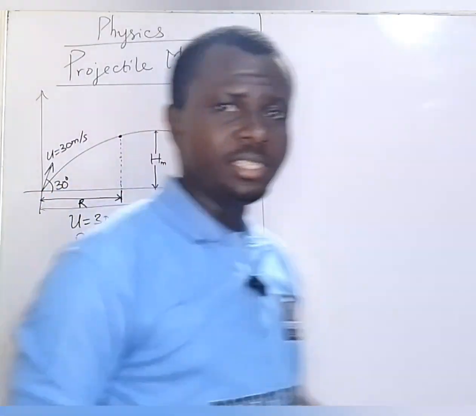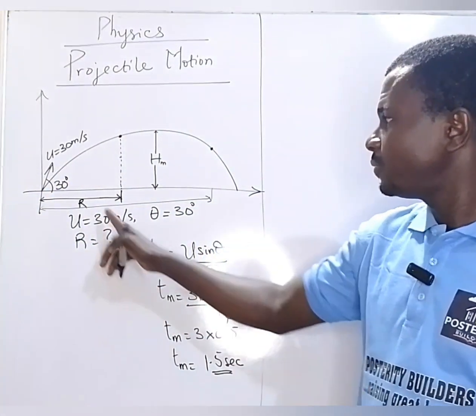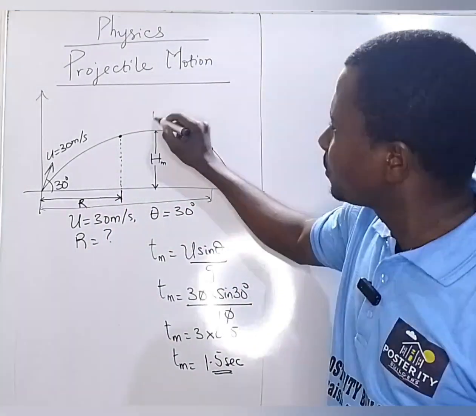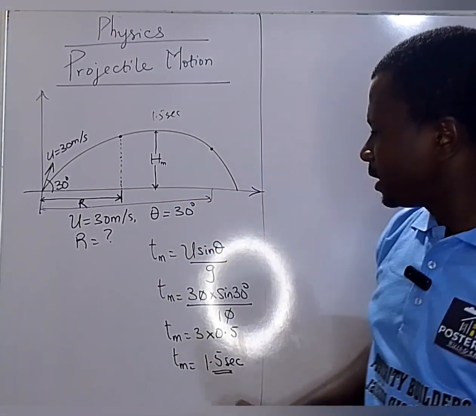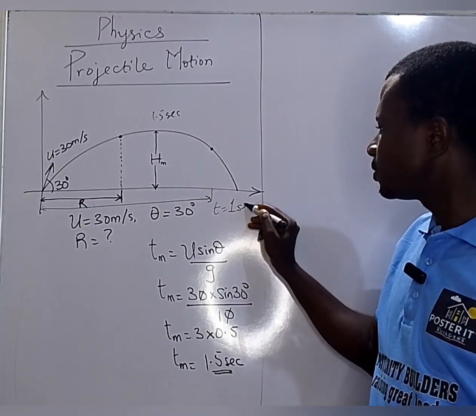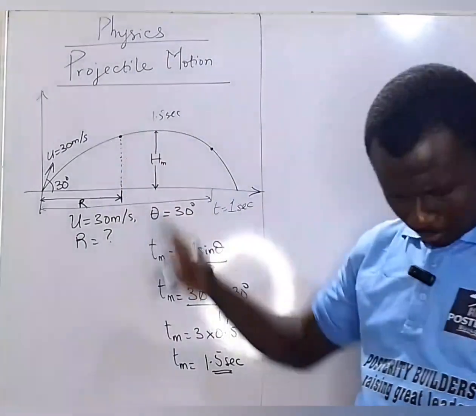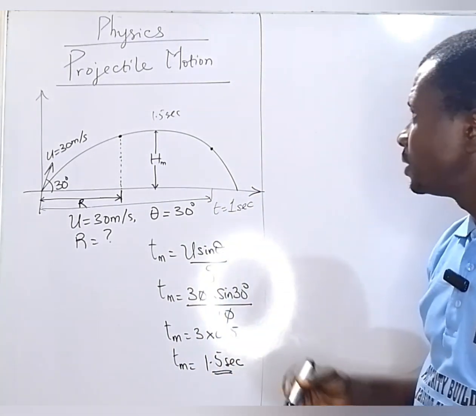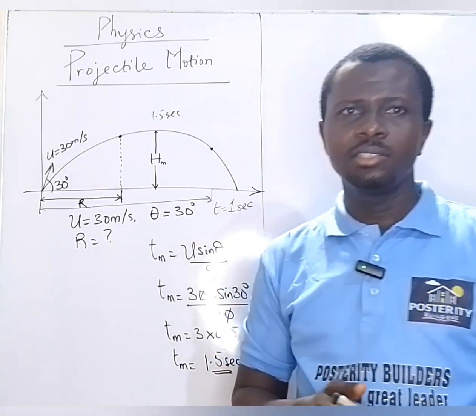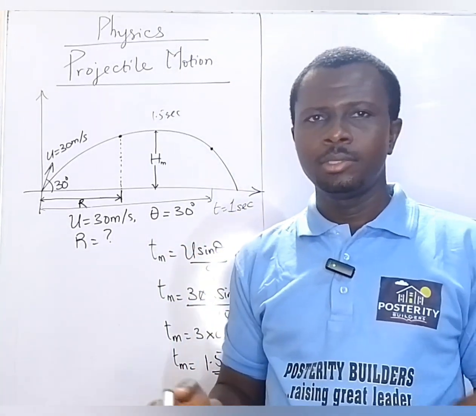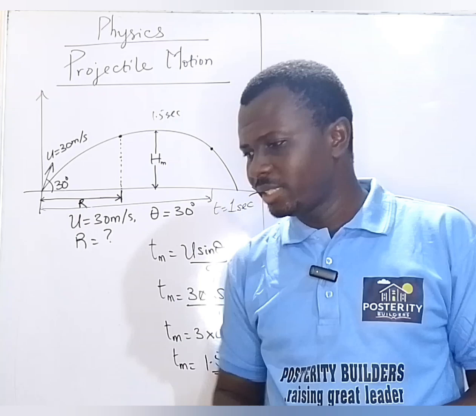So it means that our range is definitely this first one, because it will take 1.5 seconds to reach the maximum height, and we are told to look for the range when the time is just 1 second. So it's somewhere around here. That's where our range is. So which formula do you use to calculate range at any given time?